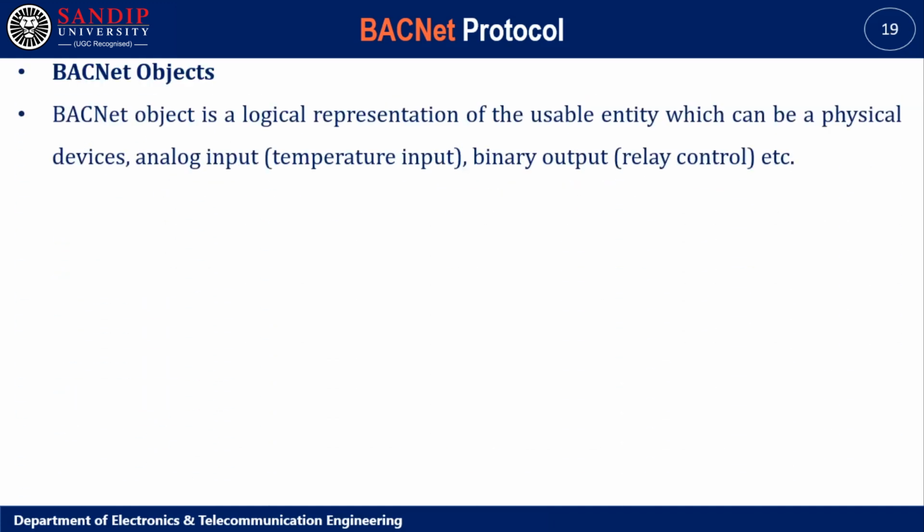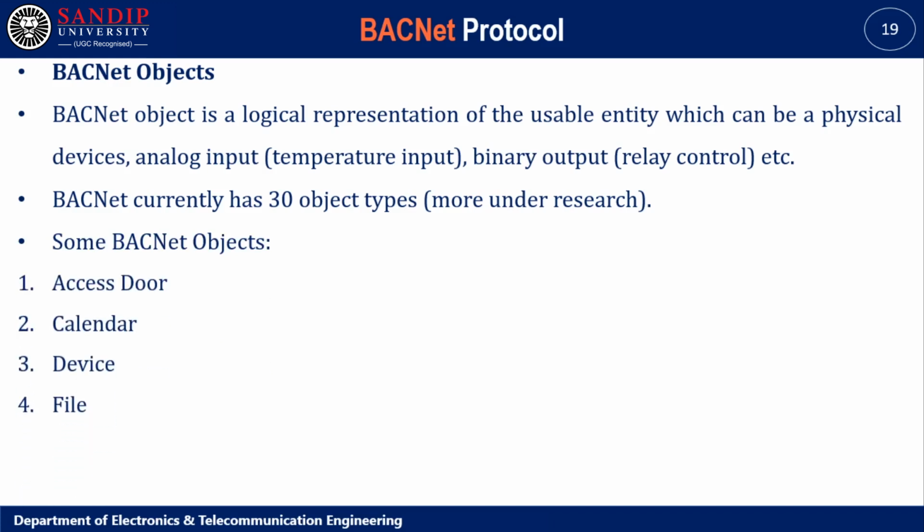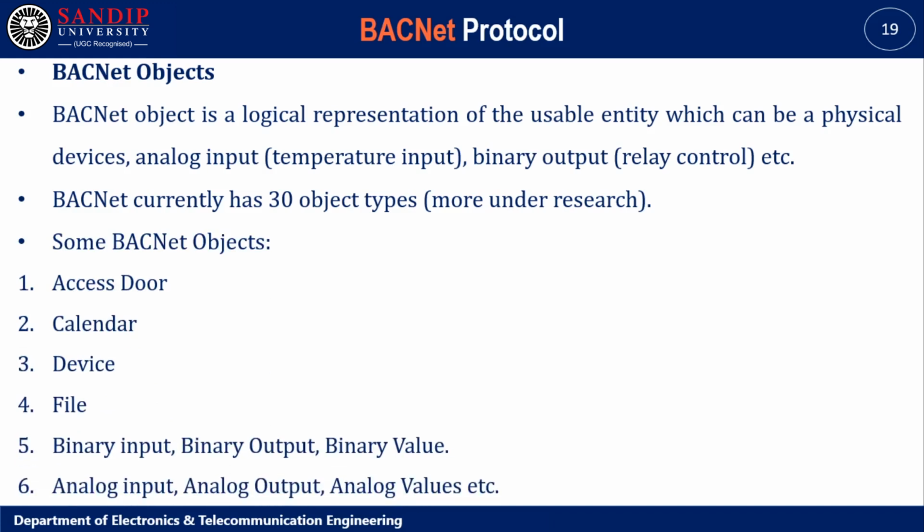BACnet objects. A BACnet object is a logical representation of a usable entity, which can be physical devices, analog input, that is temperature input, binary output, that is relay controllers, etc. BACnet currently has 30 object types, more under research. Some BACnet objects: access door, calendar, device, file, binary input, binary output, binary values, analog input, analog output, analog values, etc.